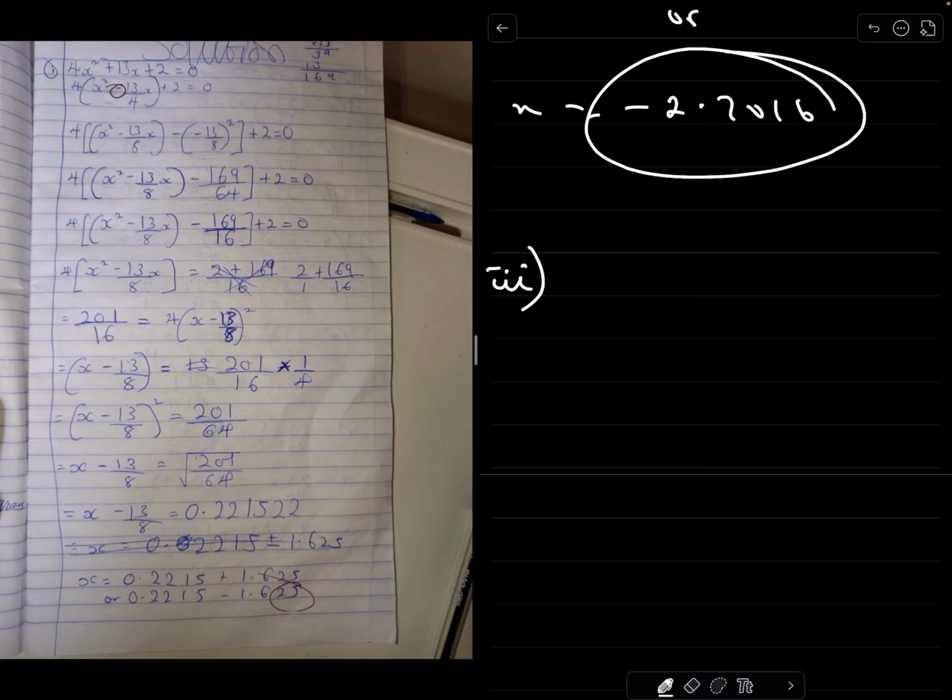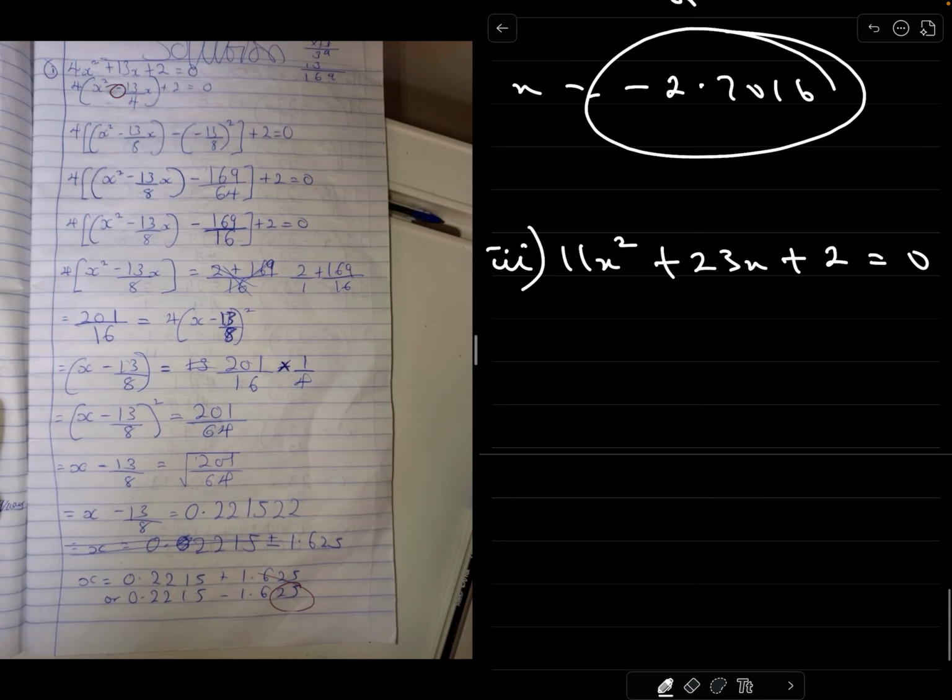We go to the third one very quickly, Roman figure 3. What does that say? 11x squared plus 23x plus 2 equals 0. Here, the coefficient of x squared is not 1. So the first thing to do is to divide through by what it is. It is 11. So we're dividing through by 11.